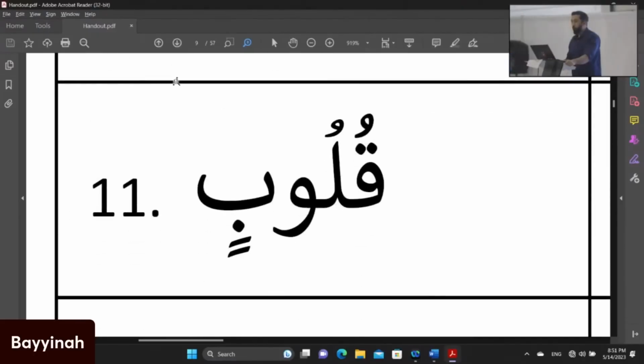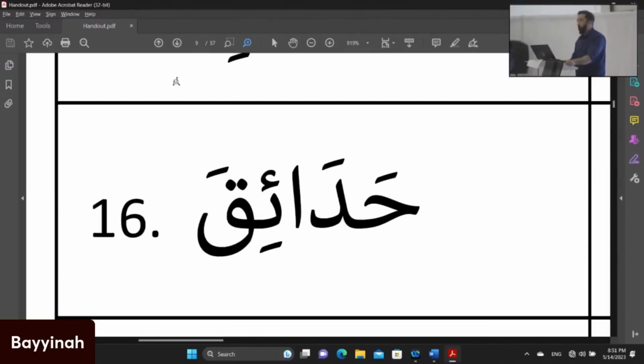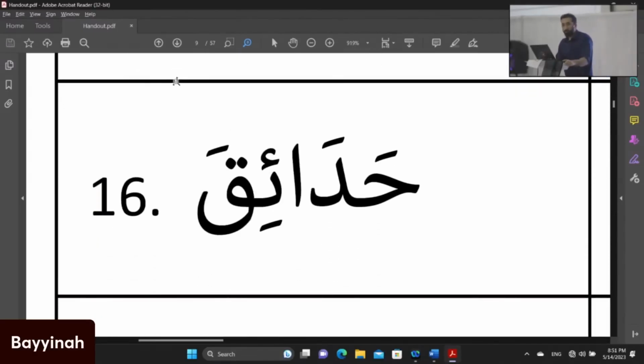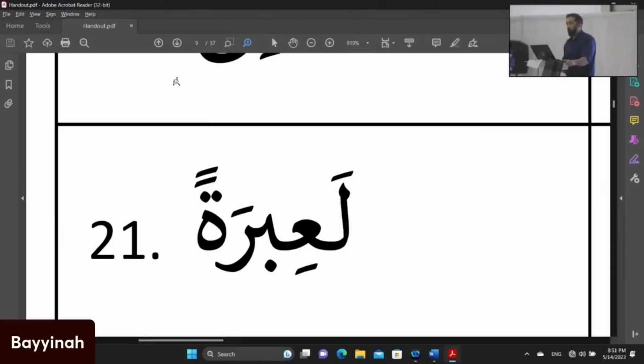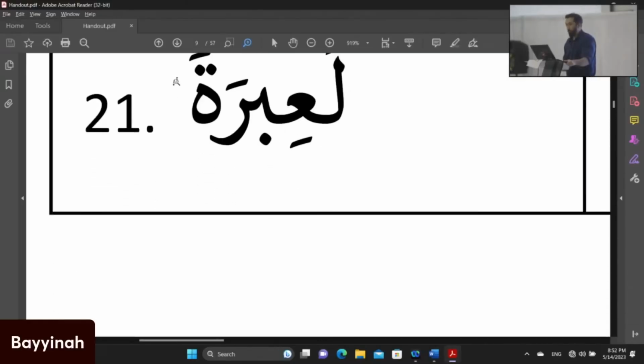Okay. Qulubin. That's a heavy sound. What's the light version of it? That conversion is important, yes? Okay. Hadaiqa. Light. What would have been the heavy version? Hadaiqan. Okay. La'ibratan. Heavy. You hear the N sound? The moment you hear an N sound, it's heavy. Light version. La'ibrata. Good job. Okay, let's move on.